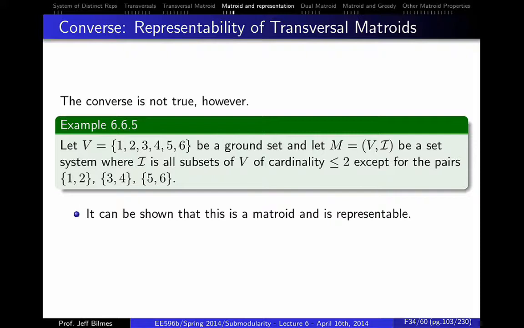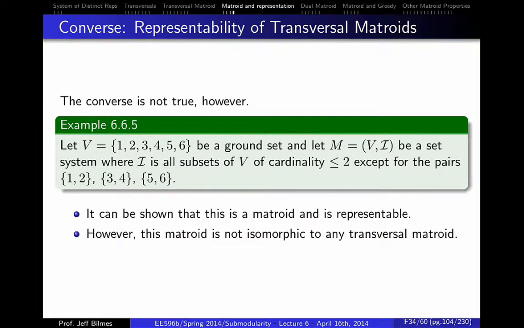So this is a matroid and it's representable. There's a matrix corresponding to this. However, it's not isomorphic to any transversal matroid. So there's no transversal that can actually represent this matroid.